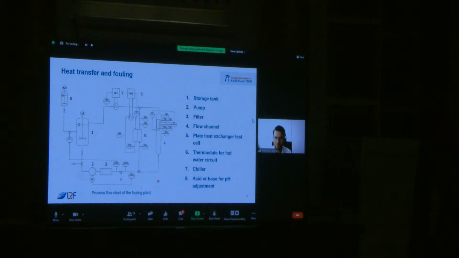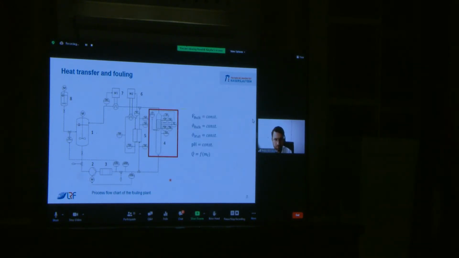Both the heat transfer and the fouling tests were carried out in the apparatus schematically shown here. It consists of a storage tank containing water or artificial seawater, and the fluid is then pumped through one of these two test sections and flows back into the tank, so it's circulated. All relevant temperatures and volume flows, as well as the pH value, are controlled and thus kept constant.